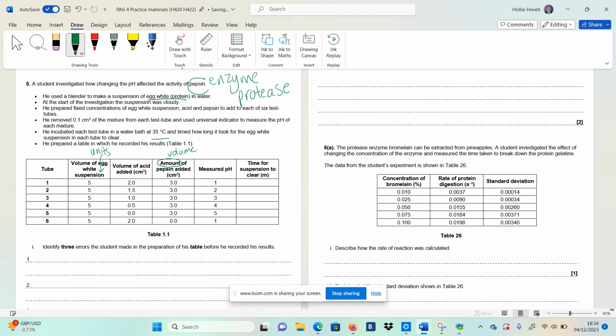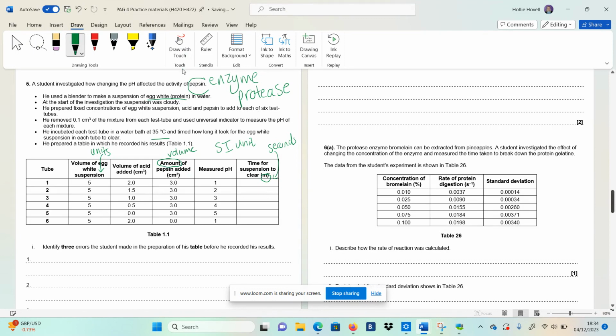In the last column, he's put time for suspension to clear, and he's put M. So that's an incorrect unit. The standard international unit for measuring time is seconds. We call those SI units, standard international units. They're used across the world, and for science experiments, we should always use seconds, not minutes. That's the standard international unit you should have used there. So it's just a case of looking through the table, imagining you're a teacher. What would you mark wrong with that?